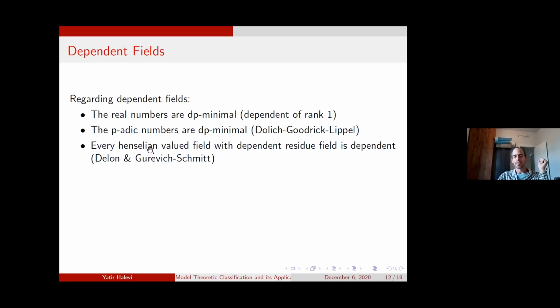They've shown that every time you have a Henselian valued field, and you know that the theory of the residue field, only the residue field, without any more information, is dependent, it must give you that the whole Henselian valued field is dependent. So it's a field with a predicate for the valuation ring.